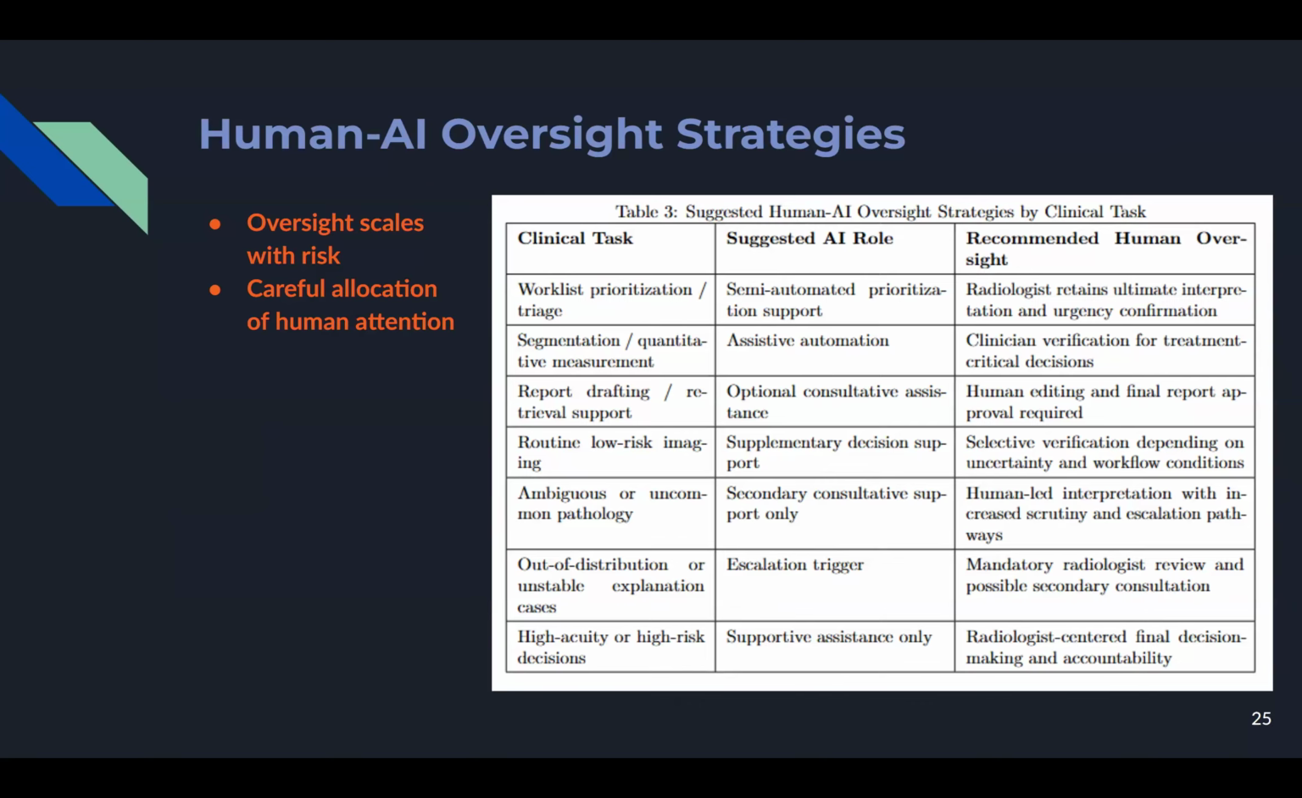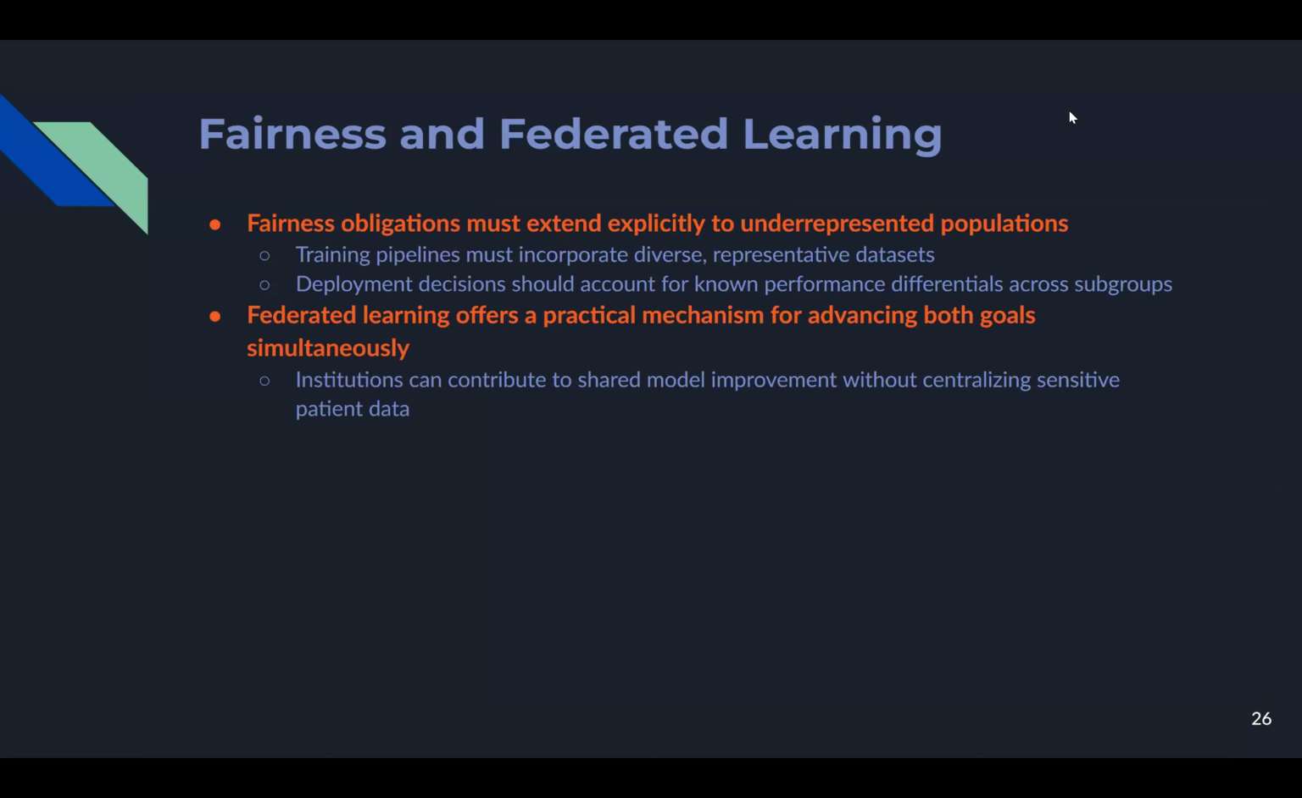This slide explains how human oversight changes depending on clinical task and risk level. So the table explains it. The main idea here is that the oversight should scale with the risk, meaning the low risk tasks can use more automation, while the high risk cases need stronger human involvement. So if AI outputs are unstable or if there is any mandatory radiologist review or escalation required, human intervention is very important there. So overall, this framework ensures efficient use of AI while keeping patient safety and accountability at the center. Next slide, please.